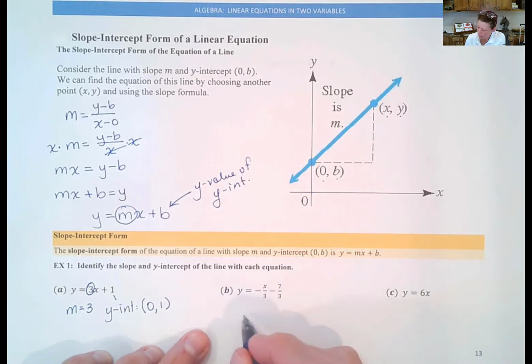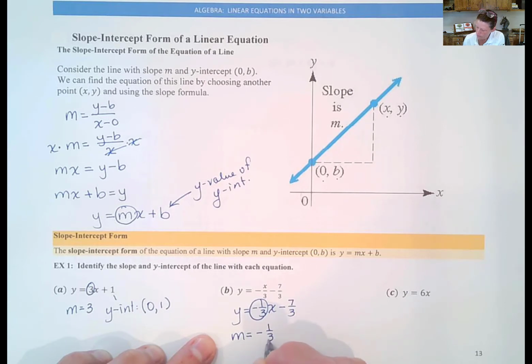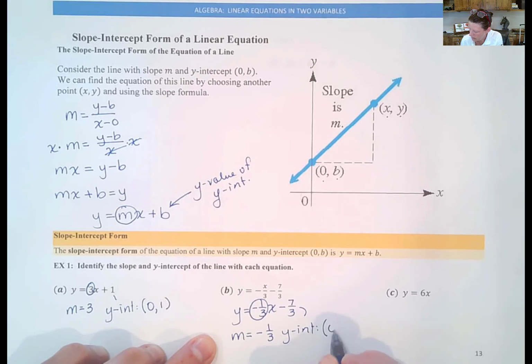As we look at part B, you might want to rewrite this equation, y equal negative 1/3 x minus 7/3. Just makes it a little easier to see the slope is negative 1/3, and the y value of the y-intercept is negative 7/3, and so if we want to write that y-intercept as an ordered pair, x equals 0, y equal negative 7/3.